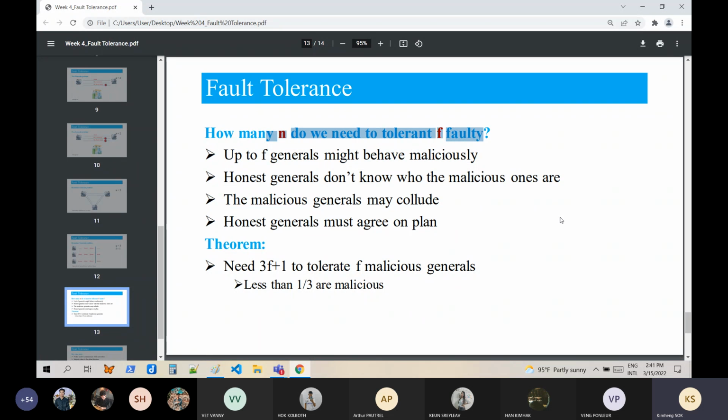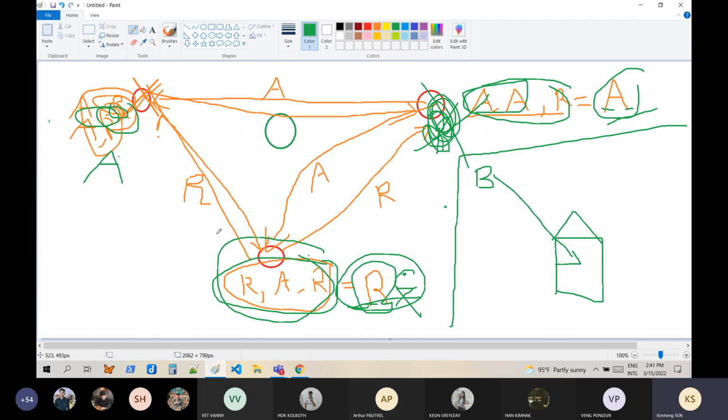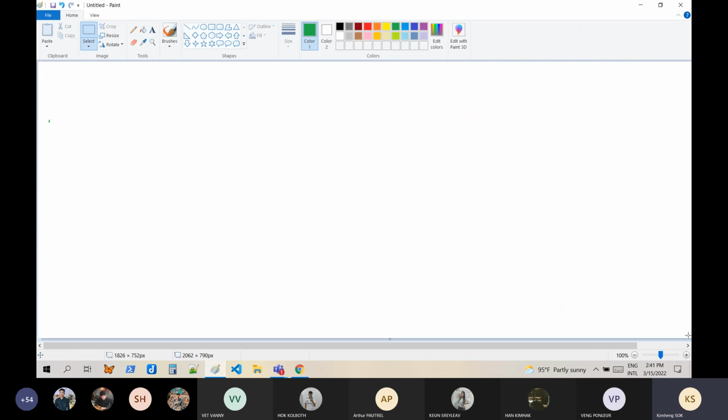So normally in computer science, a researcher tried to solve this problem and came up with a formula, which means 3f plus 1 can tolerate f malicious computers. You can go read the paper if you want. And then we will see an example here. So when he did the research, he came up with the number: in order to tolerate f computers, we need to have 3f plus 1 computers. So n is equal to 3f plus 1.